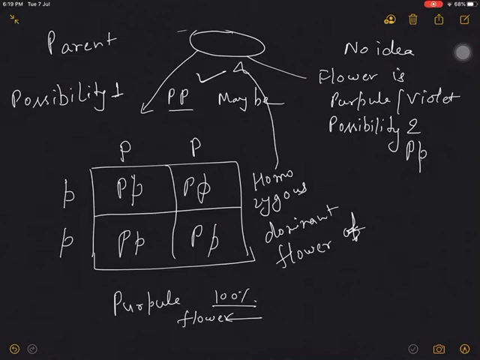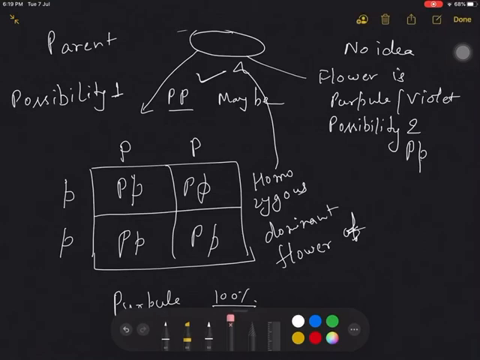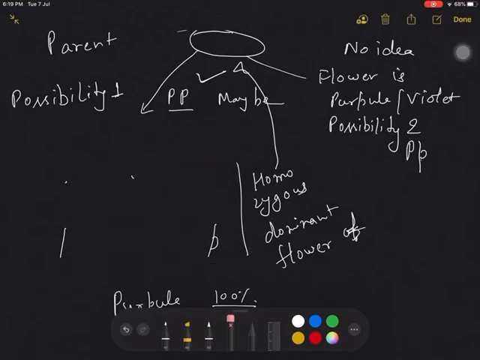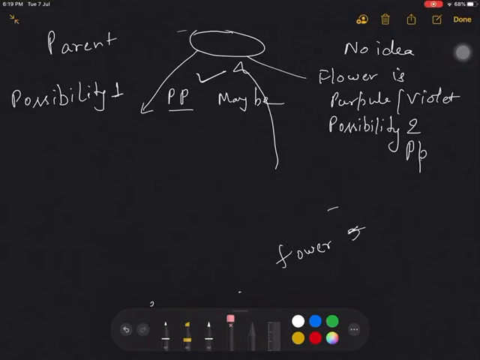Okay, again next possibility, try to see next possibility what happened. So in next possibility, see what happened, what we get, try to see.